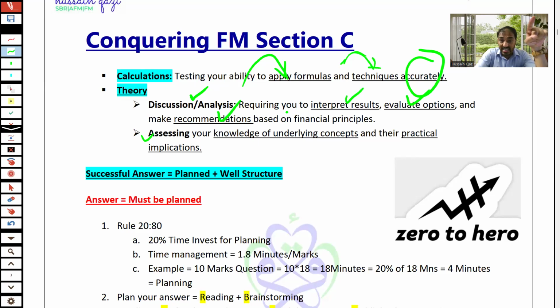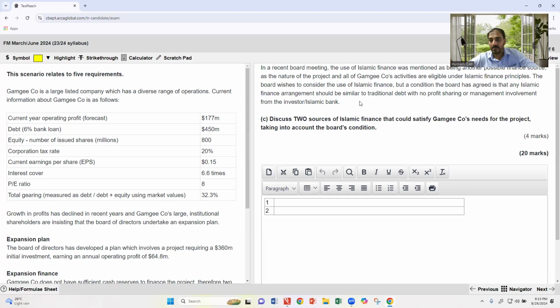Assessing your knowledge. The examiner will assess your knowledge of the underlying concept and its practical implications. Not only the knowledge, but the practical application as well. For example, here is the case: the concept about Islamic finance. So the concept about Islamic finance is one point the examiner examined here. That is the part assessing the knowledge.